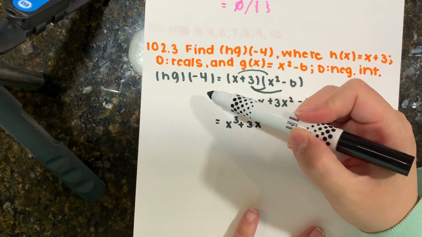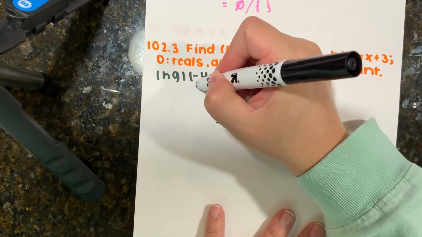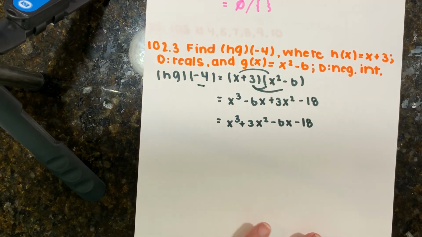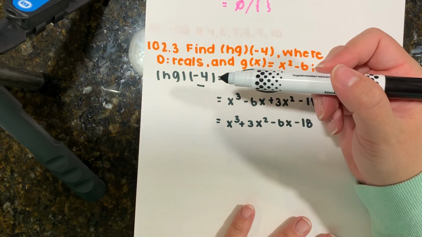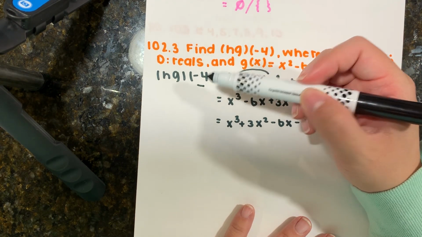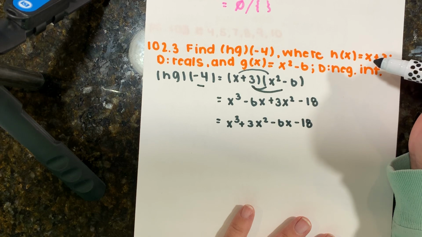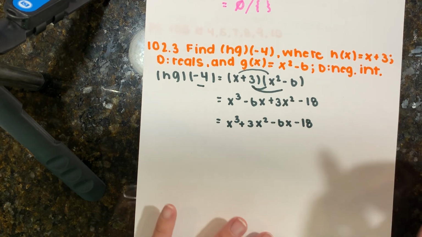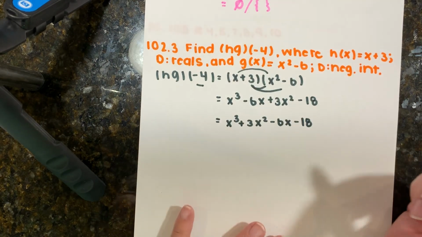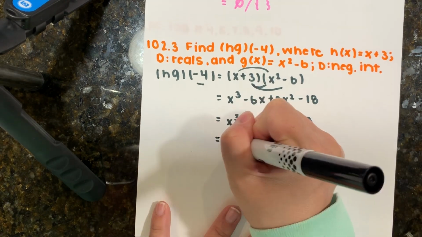But I'm evaluating for -4, but remember that I have to check, does -4 fit within both of the domains of the original functions? Is -4 a real number? It is a real number. Is -4 a negative integer? It is. -4 is a negative integer. So now I have to go and place this -4 into the function.